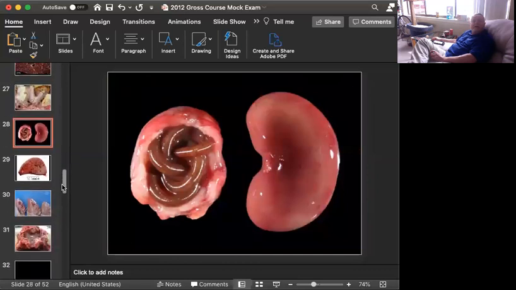Okay, slide number 7 is tissue from a dog. Can you give me a morphologic diagnosis and the cause? Okay, time's up. This is one of my favorite parasites. This is the giant red kidney worm, or Dioctophyma renale. Morphologic diagnosis is a diffuse verminous nephritis with hydronephrosis.